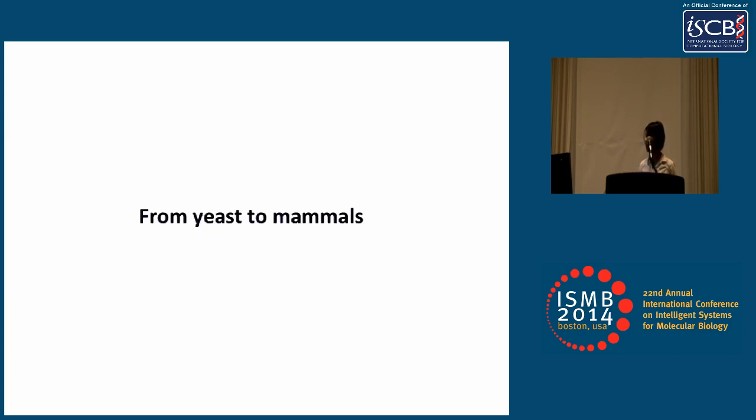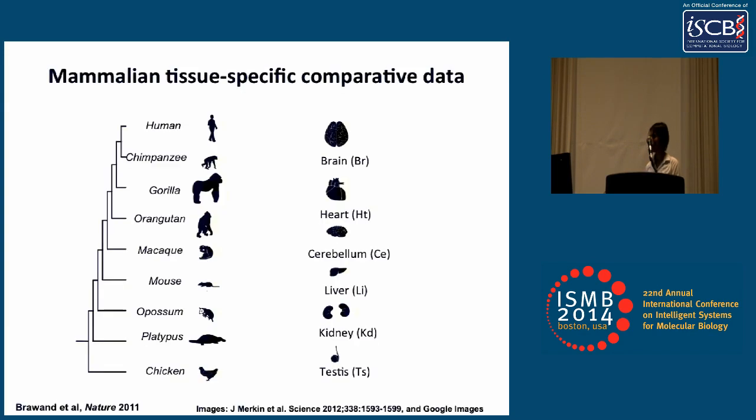So now I'm going to shift gears and tell you very briefly about what I've been doing transitioning from yeast to mammalian systems. This is basically published data from Rowan et al., which is one of the very comprehensive studies looking at mammalian gene expression in 9 mammals and chicken. And they looked at these 6 tissues, and they measured gene expression using RNA-seq. So this serves as good data to see how well Arboretum performs on mammalian data sets.